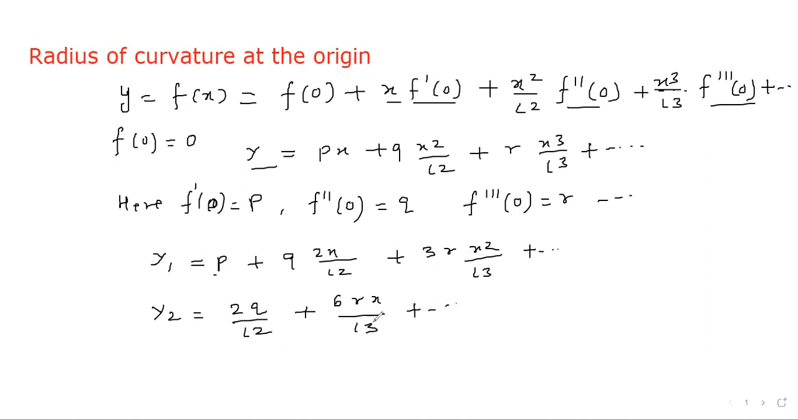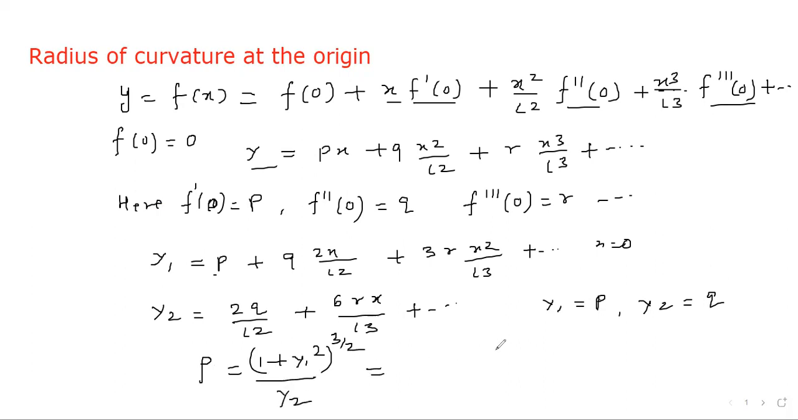Now, at the origin, means (0, 0), we have y1 equal to p. Here we are putting x equal to 0, and y2 will be equal to this term because x will be 0. So 2q upon 2, that is just q. Now, the radius of curvature rho is given by (1 plus y1 squared) whole power 3 by 2 divided by y2. So we put these values, and we will get (1 plus p squared) power 3 by 2 divided by q.